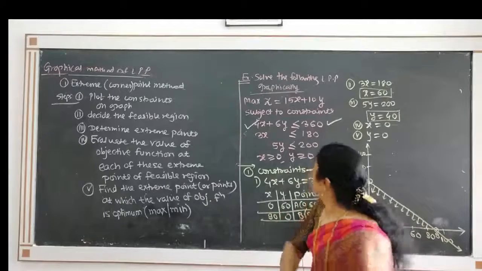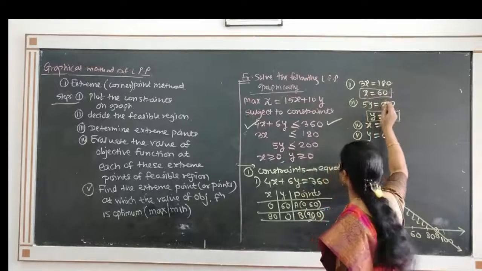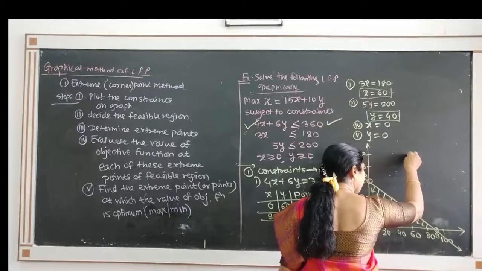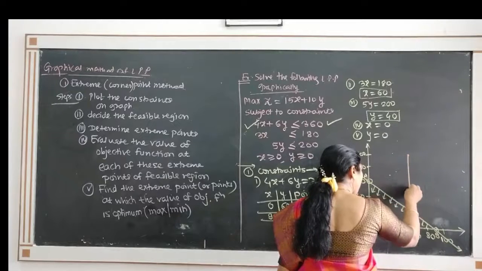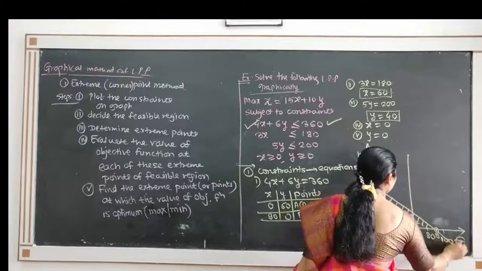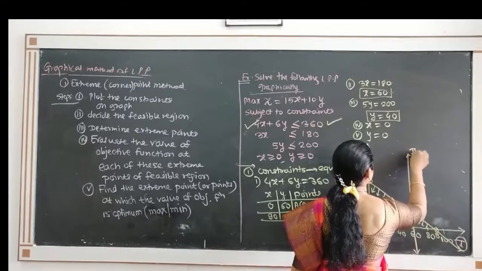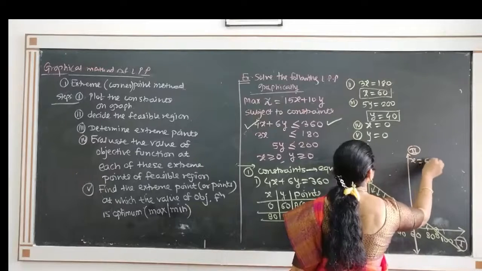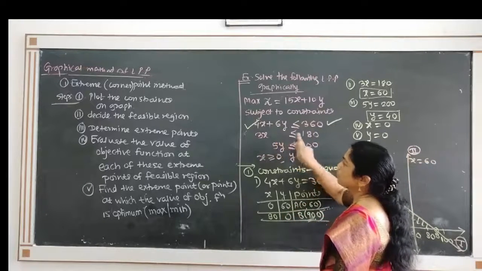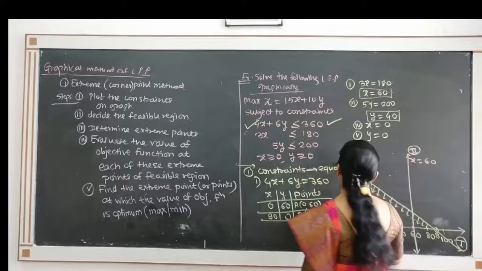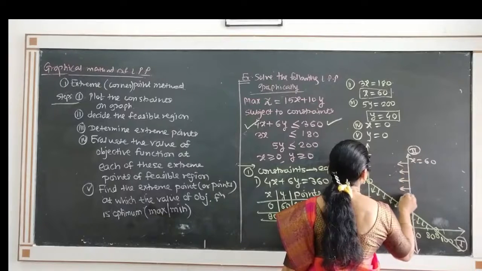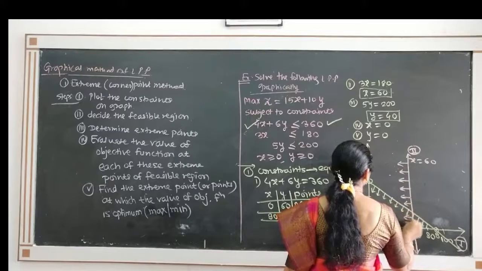The second line is x equal to 60. X equal to 60 is a line parallel to y-axis. So this is the line parallel to y-axis and passing through 60. Because we have less than or equal, if you put 0, 0 it is less than 180 and therefore we want origin side, because origin satisfies the equation.